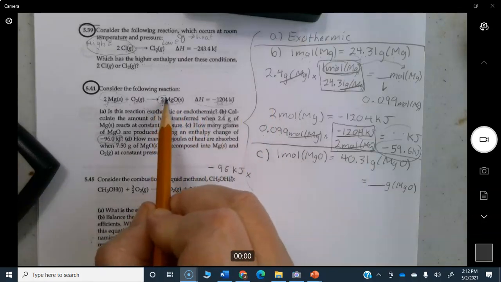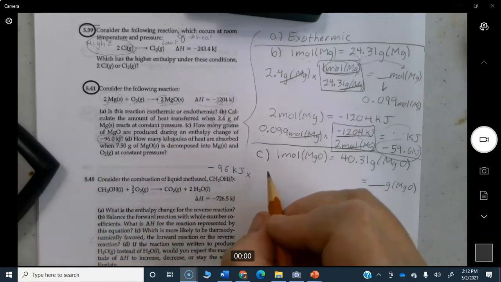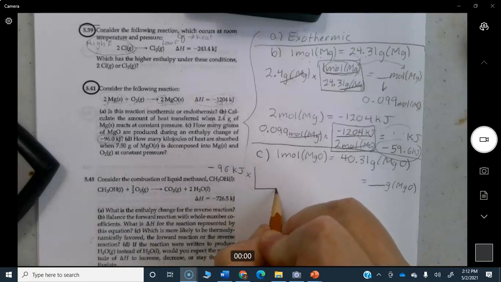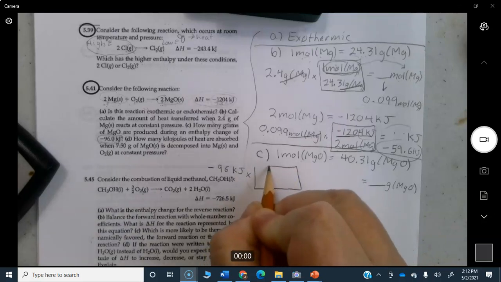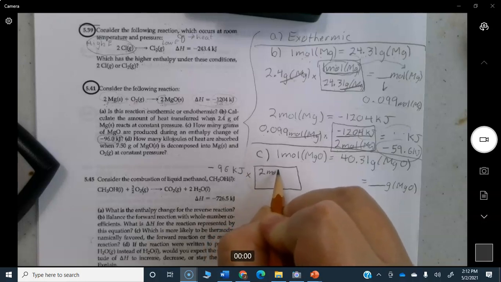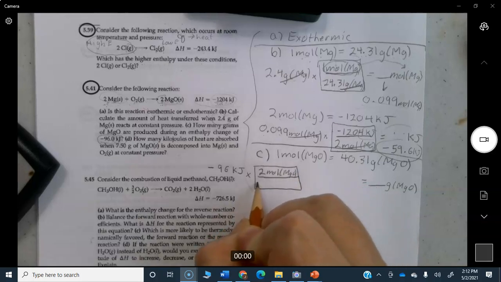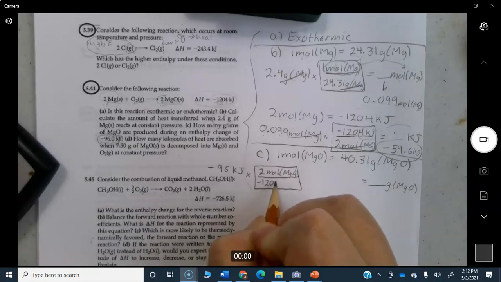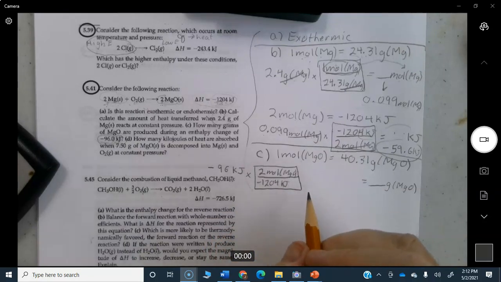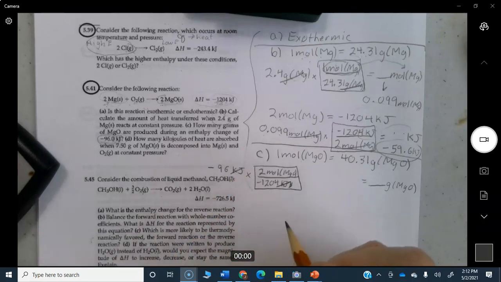Okay, so what relationship do we know? We know that 2 moles of MgO produces this much heat. Okay, so we're going to go ahead and write a conversion here. And that's going to be 2 moles of MgO for every negative 1,204 kilojoules, or just kilojoules is good. So we have kilojoules canceling with kilojoules.